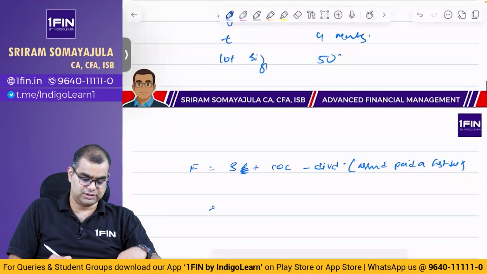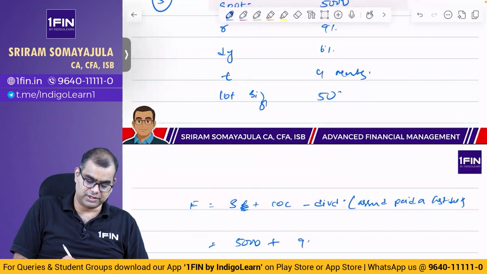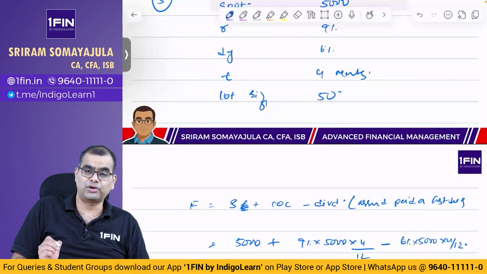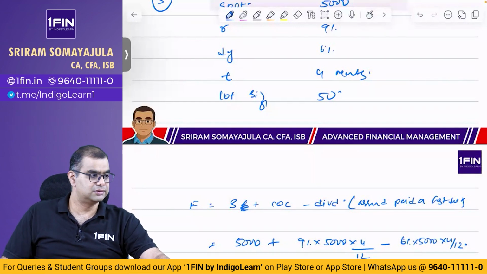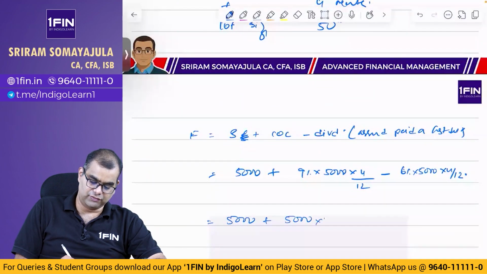Okay, so then spot வந்து 5,000 plus cost of carry 9% into 5,000 into 4 by 12 minus 6% into 5,000 into 4 by 12. Okay, இது வந்து yield per annum. அதான் கேள்வி, yield per annum தான் கொடுத்துருக்கான். Exact wording dividend yield on index, அதான் கொடுத்துருக்கான். So this is equal to 5,000 plus 5,000 into 4 by 12 into 9% minus 6%. காமன் எடுத்துட்டேன். ஸோ 3% ஆயிரும்.